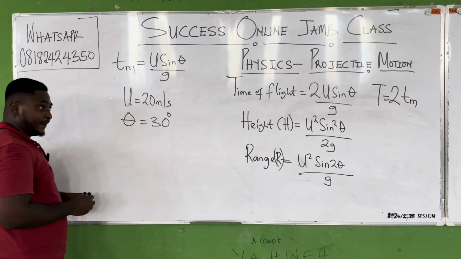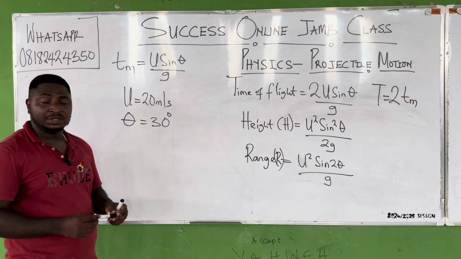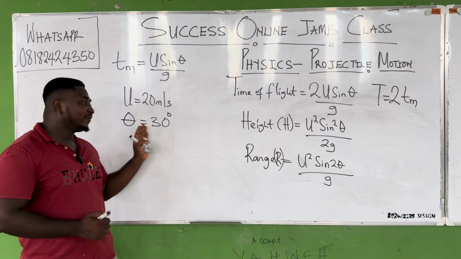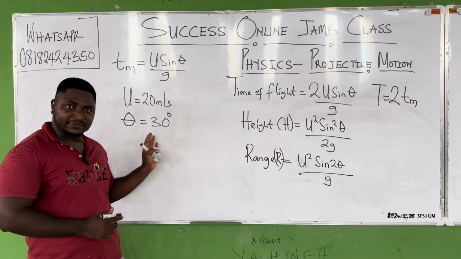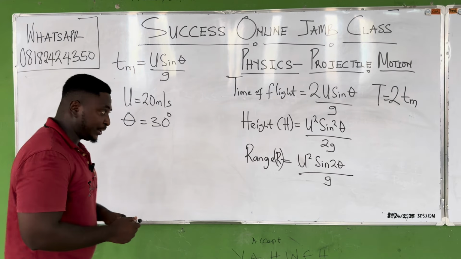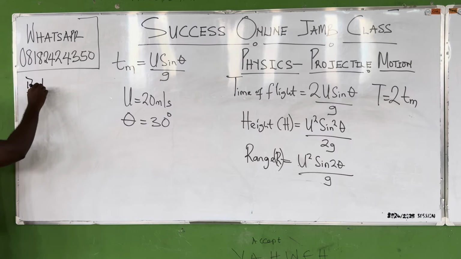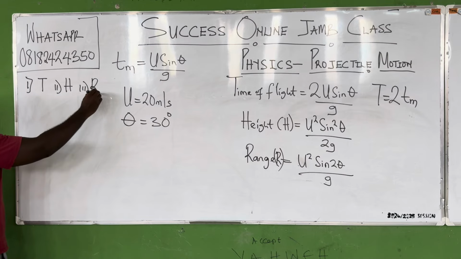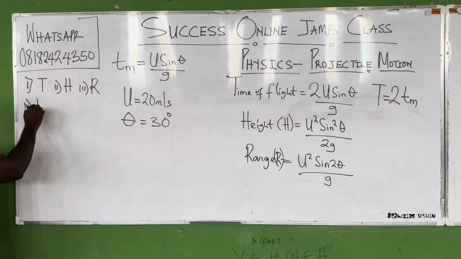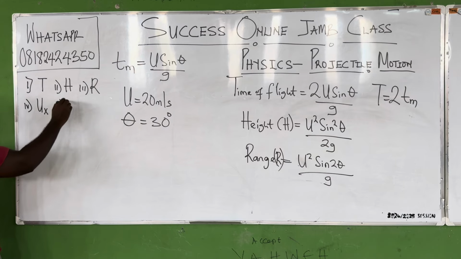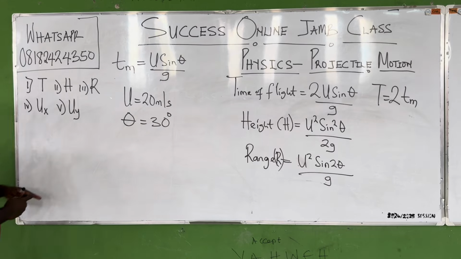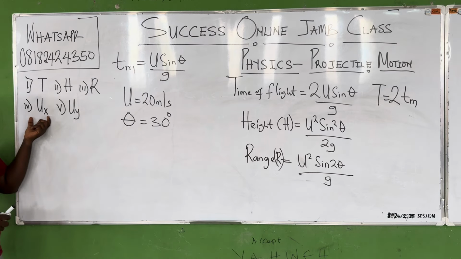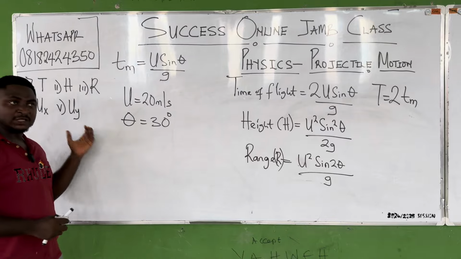Find the following. 1, we're going to find the time of flight T. 2, we're going to find the maximum height H. 3, the range R. 4, the horizontal component of the velocity Ux. And 5, the vertical component of the velocity Uy.